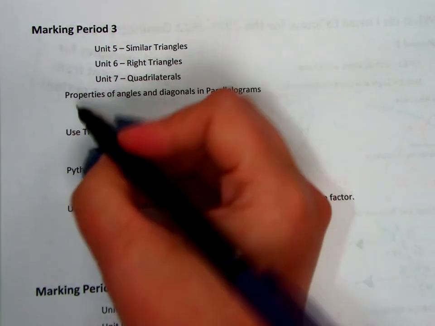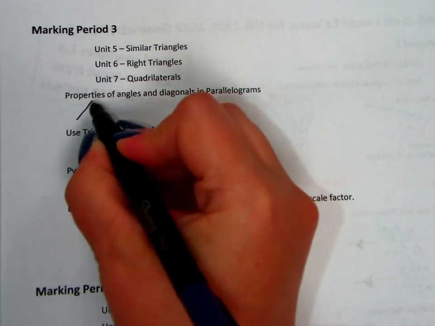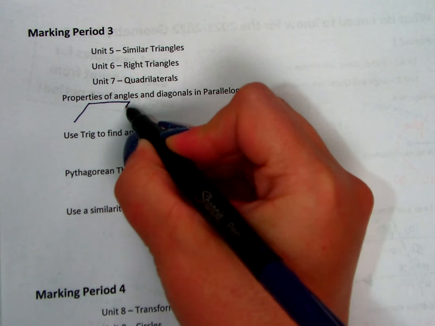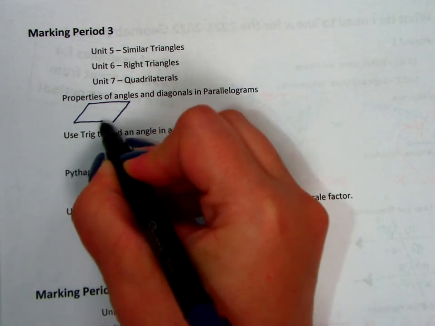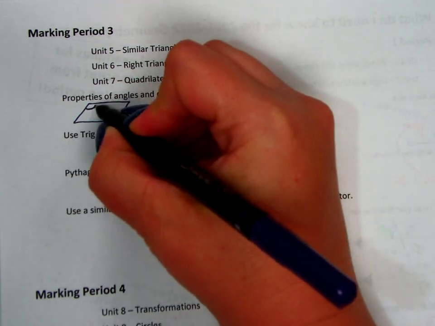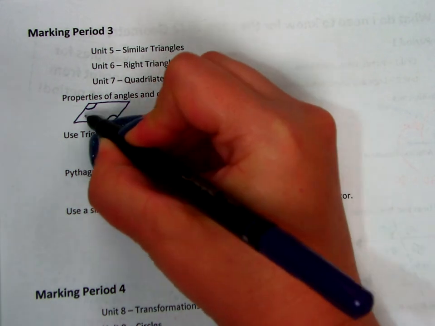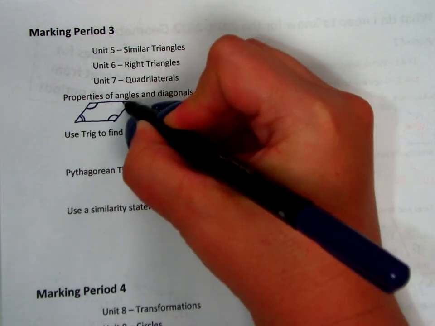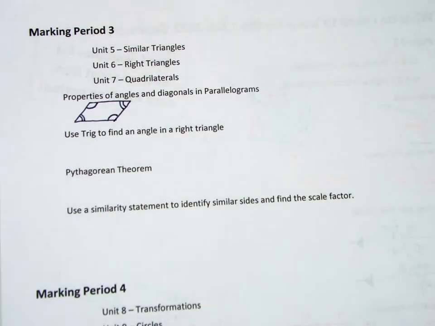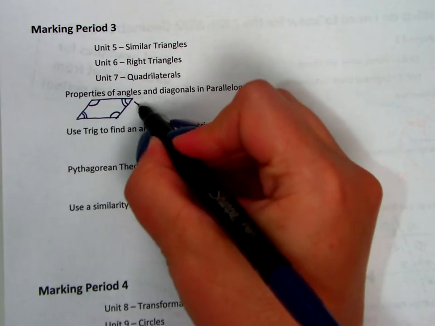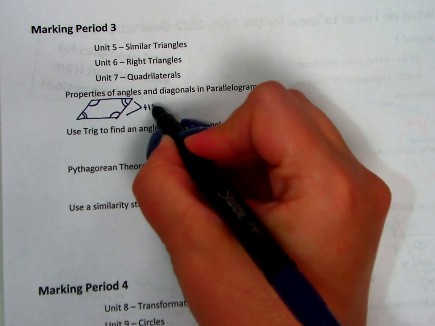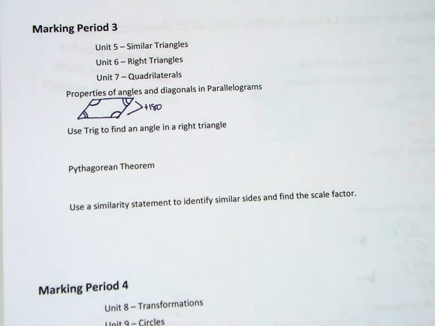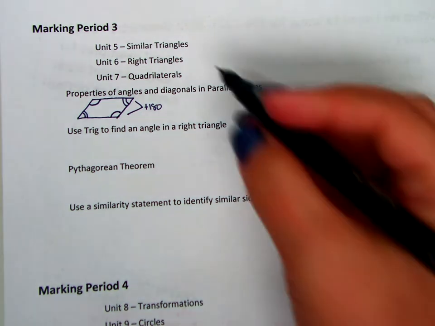So I know when I have a parallelogram, I'll sketch myself a little parallelogram. I know the opposite angles are going to be congruent to each other. So however big this one is, the one opposite it is the same. However big this little one is, the opposite one is the same. And I know angles on the same side are supplementary. So if I add these two angles together, they should add up to 180.